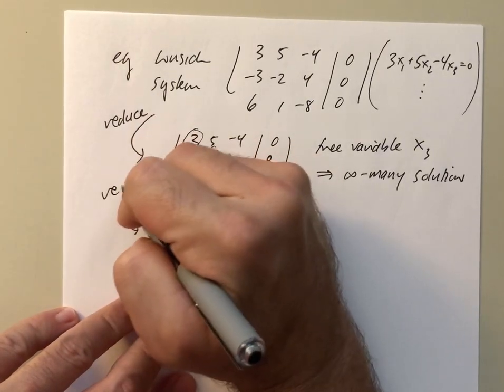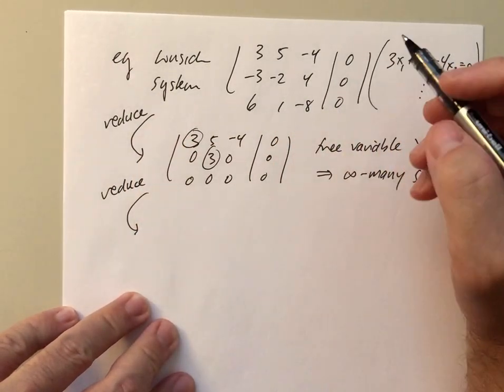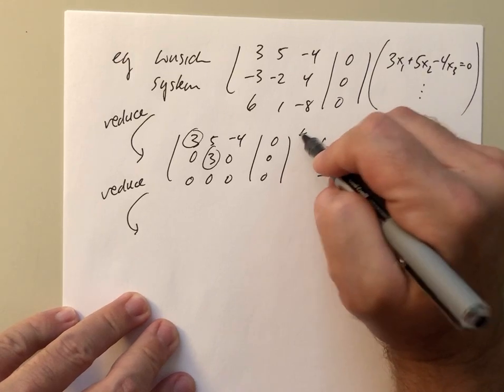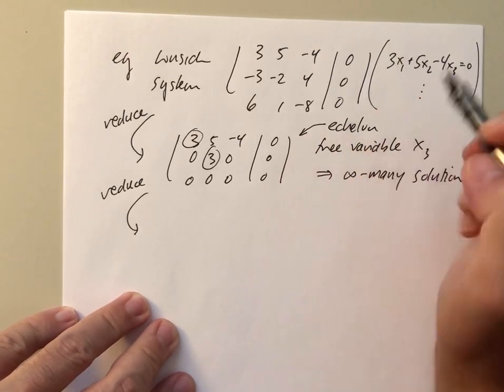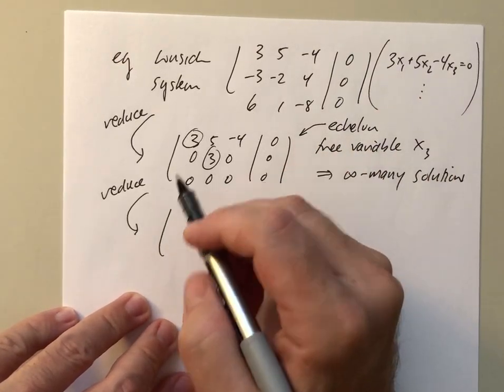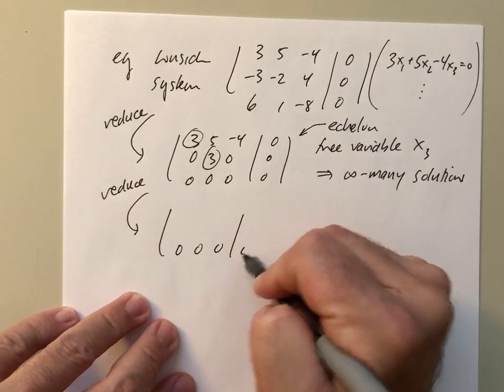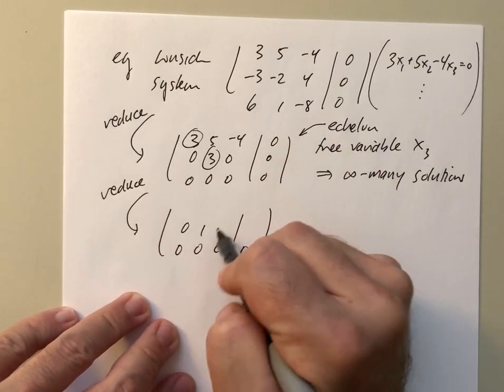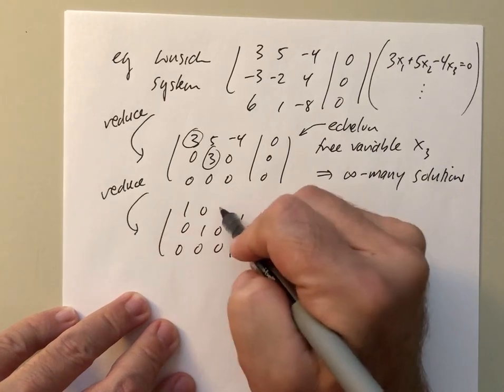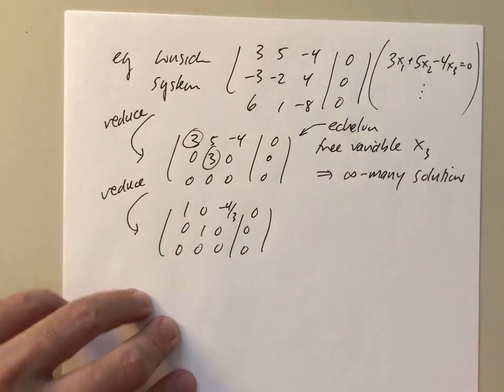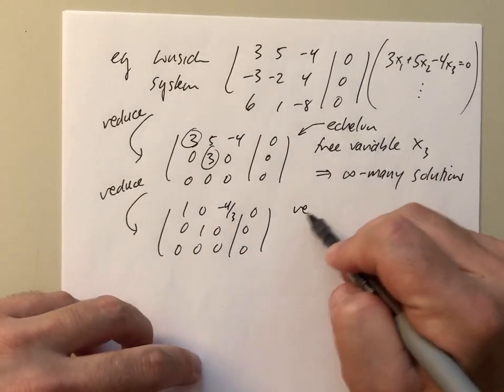So let's further reduce. This was the echelon form here. Let's further reduce to reduced echelon form. This will look like 0, 0, 0; this will be, of course, 0, 1, 0; and this will be 1, 0, minus 4/3, 0. This is now reduced echelon.